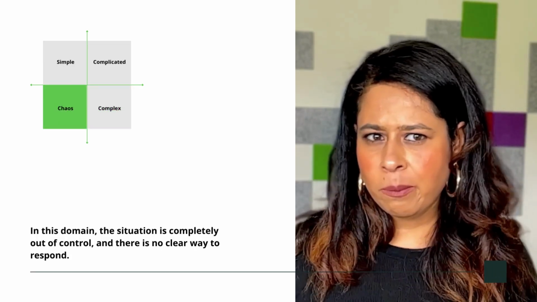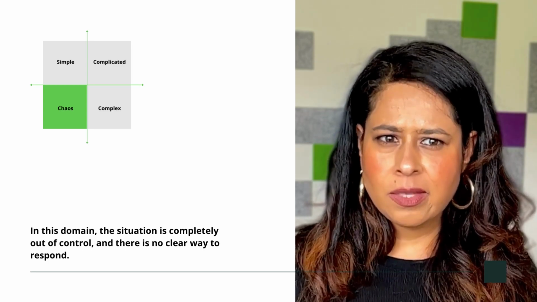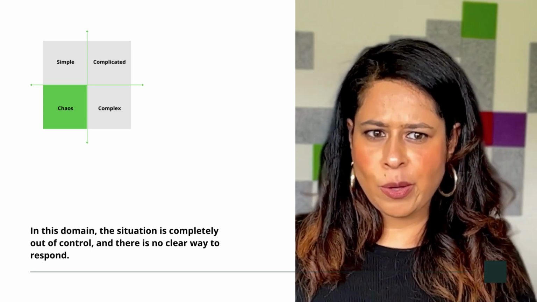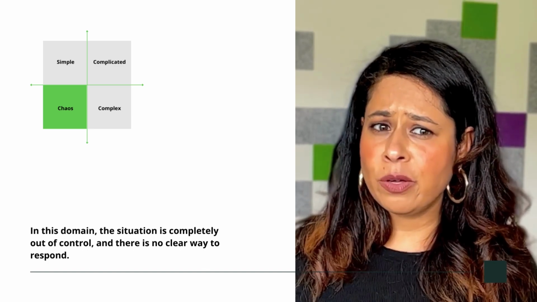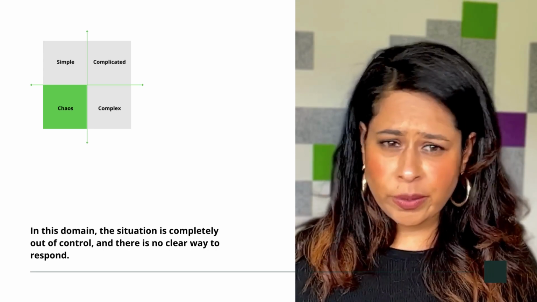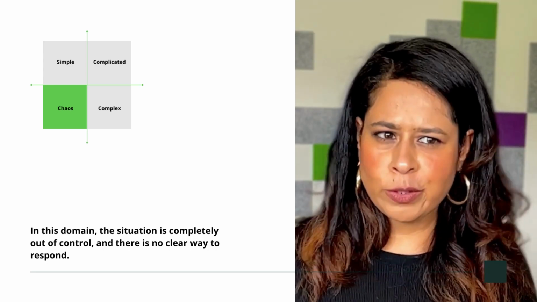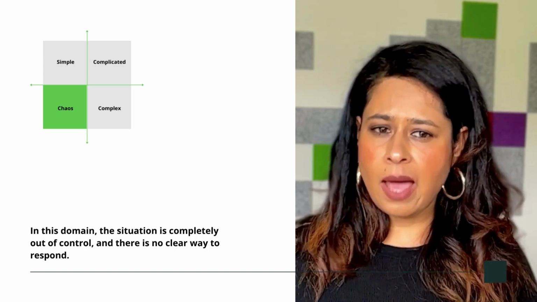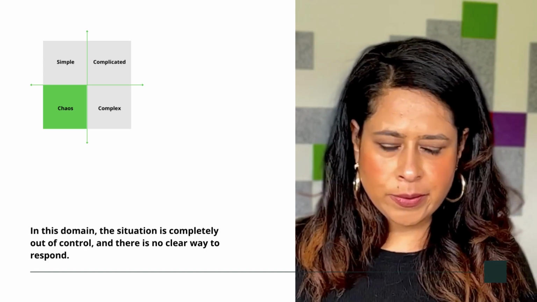Now, the fourth realm or domain is chaotic. This is where the situation is completely out of control and there's no clear way to respond. So, an example of a chaotic domain problem is dealing with a natural disaster such as a hurricane or flooding or forest fires. And the situation is often changing rapidly. You need to act quickly to protect yourself and others.